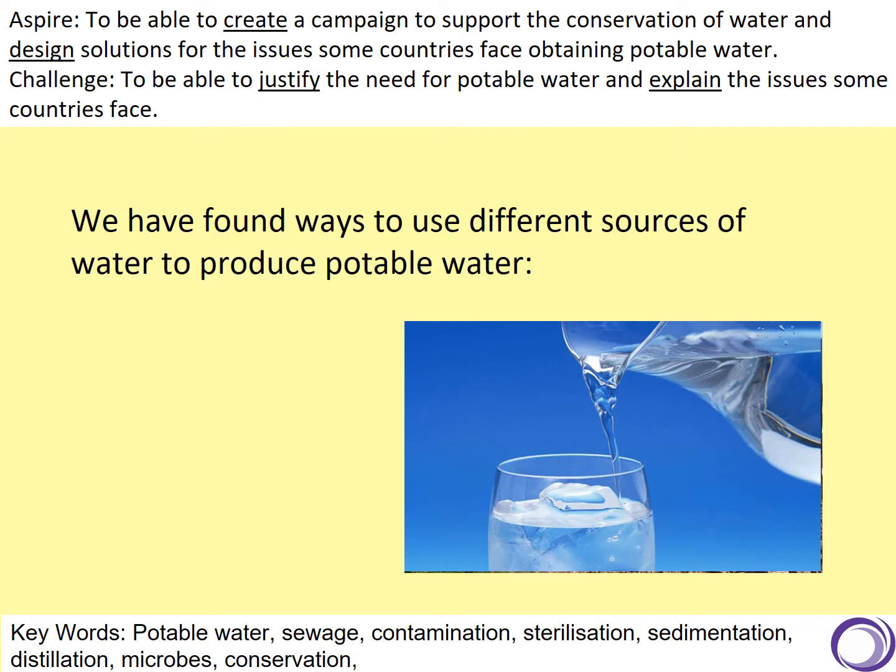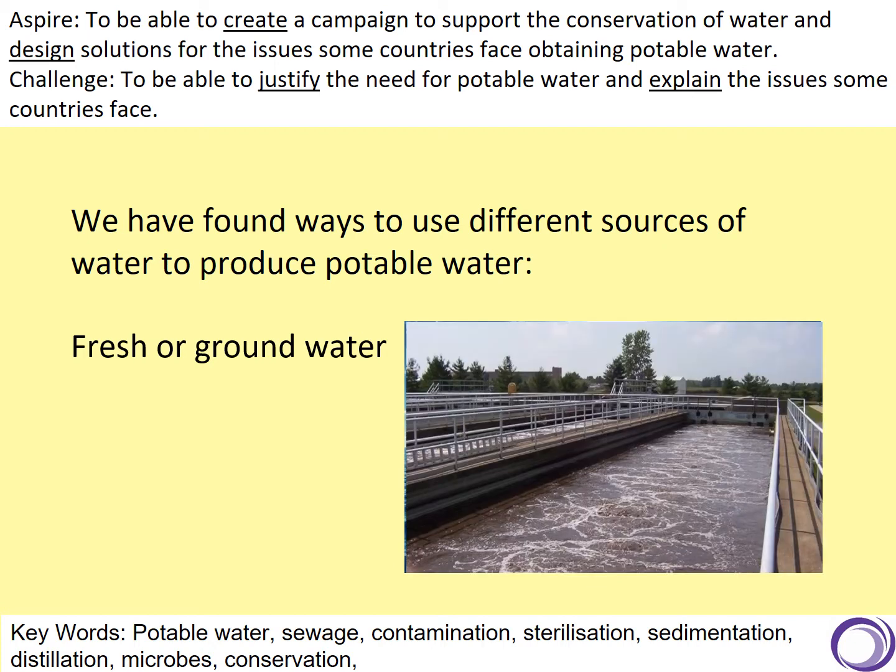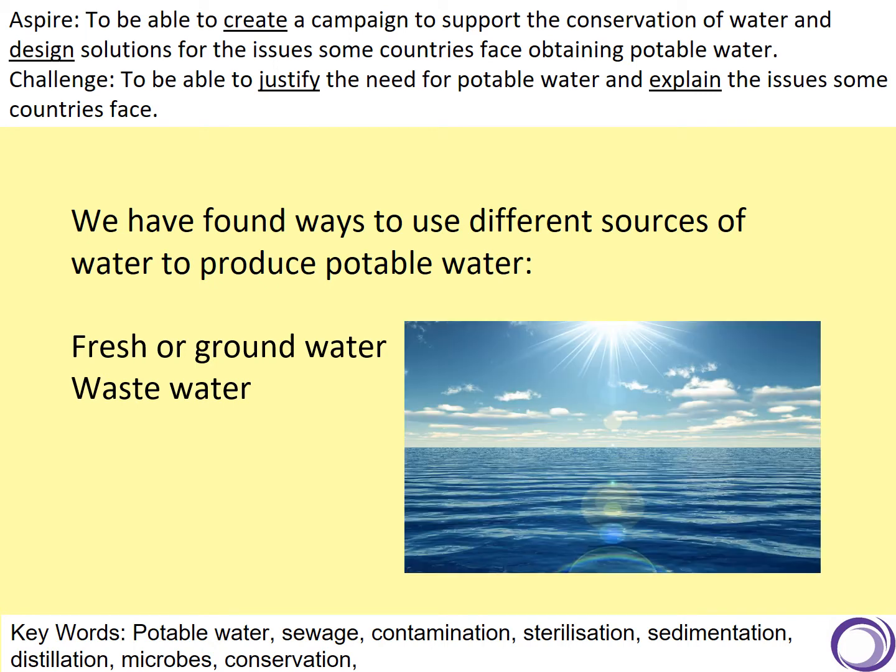So we found lots of different sources of water to produce potable water. We can use reservoirs, which is fresh or groundwater, where it's actually on the surface of the water and has low levels of salt. We can treat wastewater, so water that's come from our toilets and our waste systems in our houses and in our factories. We can process that water and make it safe to drink. And we can actually produce potable water from salt water as well by removing the salt.